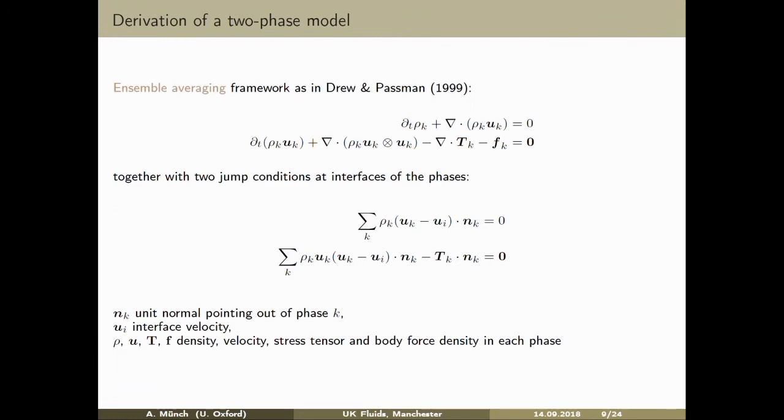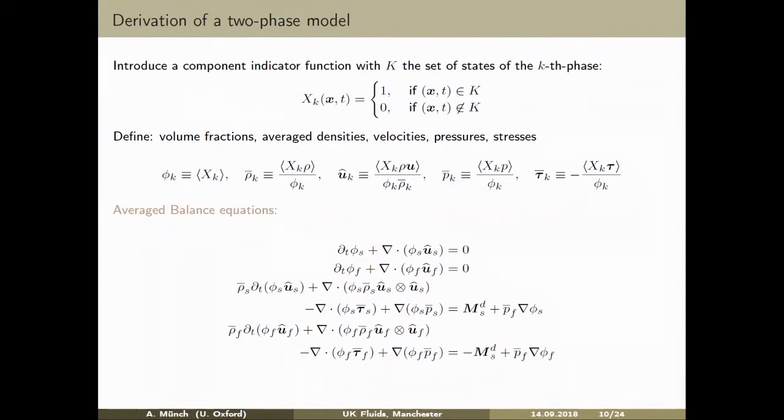So how do you construct multi-phase models? Well, one way goes back to Drew and Passman. You write down the microscopic mass and momentum conservation laws and the conditions at the interfaces. You average them to get an average set of equations for the mass and momentum conservation. And notice here these terms, which are unusual if you come from a single-phase rheology. These are the drag terms where the two phases exchange momentum.